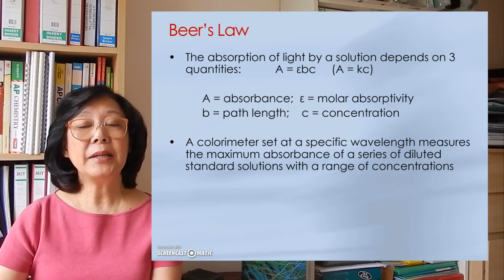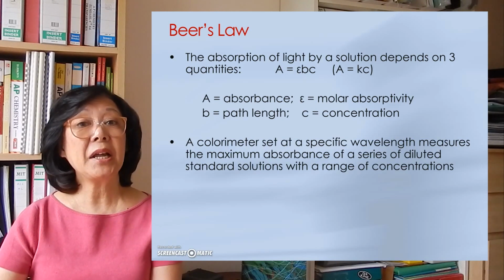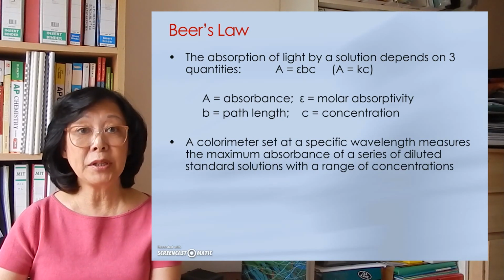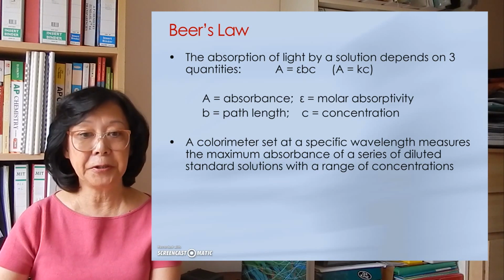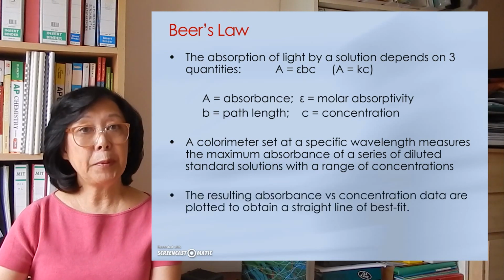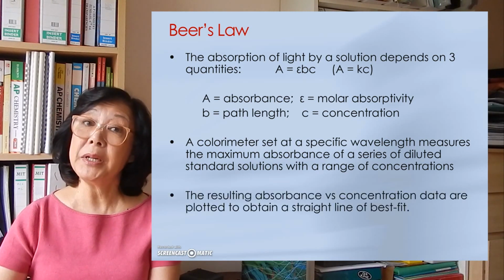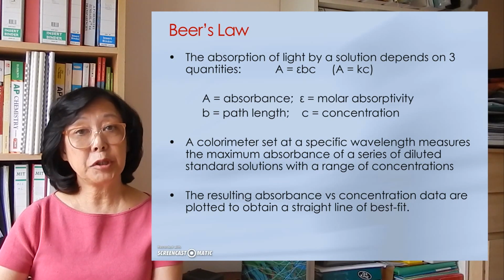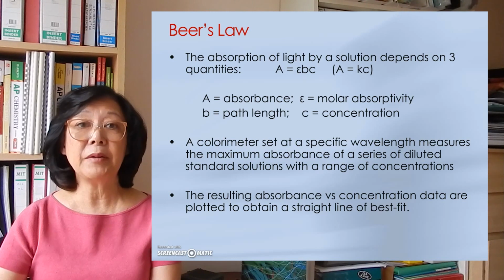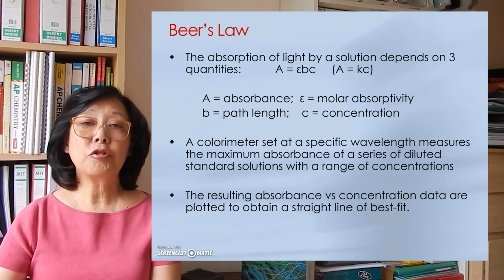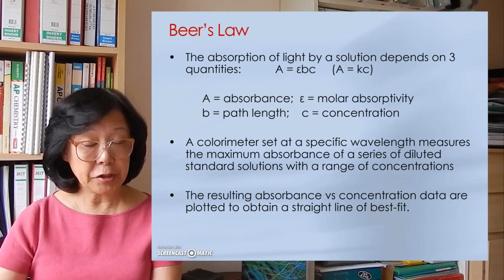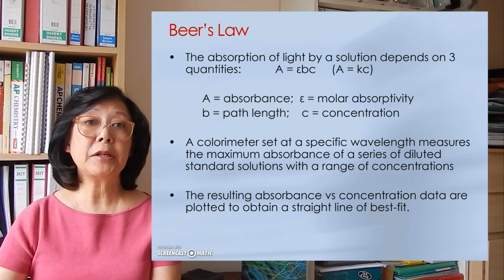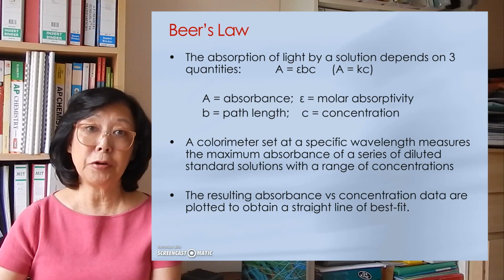So we would then use the colorimeter. We would set it at a specific wavelength where the maximum absorbance will occur. And then we will prepare the solution, and then we will run it in the colorimeter to generate some data of absorbance versus concentration. And then we can make use of the data to draw a line of best fit, a straight line, from which we can determine the concentration of an unknown solution.